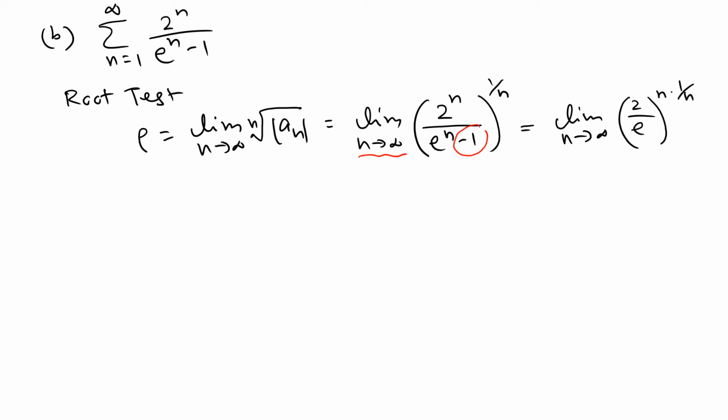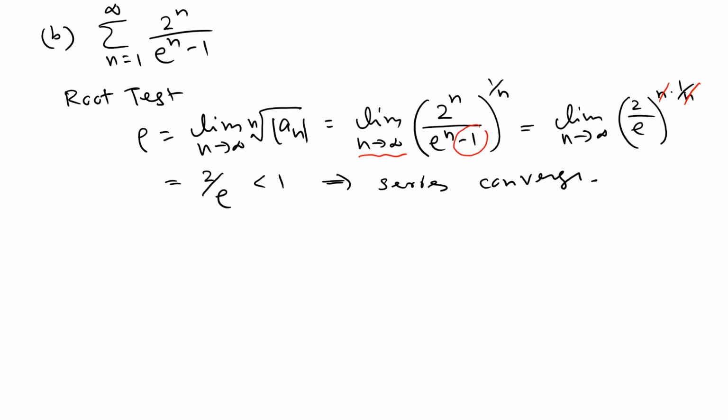So we can do that. You can ignore the minus 1, so this simplifies. What you get is simply 2 over e, which is less than 1. That means the series converges. So look at the argument, how we did it. It's very simple, just one line or two lines, you're done.